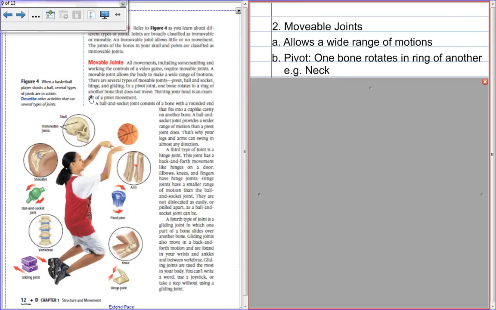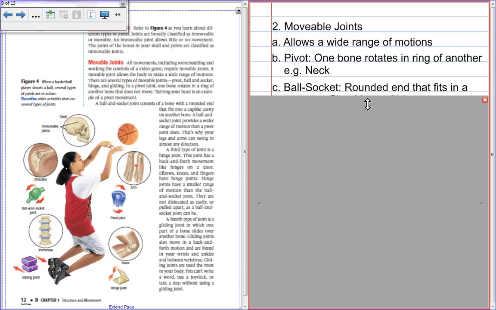Second one is a ball and socket. Consists of a bone with a rounded end that fits in a cup-like cavity on another bone. A ball and socket joint provides a wider range of motion than a pivot joint does. That's why your legs and arms can swing in almost any direction. So tomorrow when you come into class, tell me where your ball and socket joints are in your arms and legs. Ball and socket, rounded end that fits in a cup. Example, your shoulders and hips.